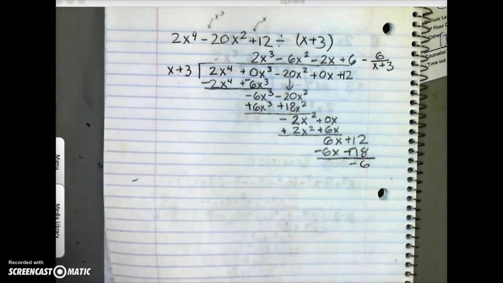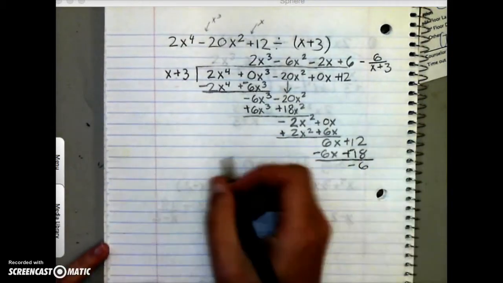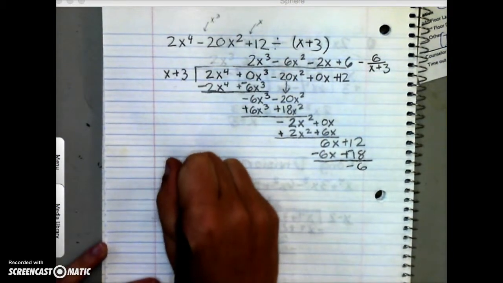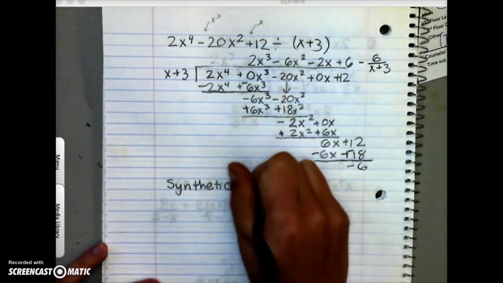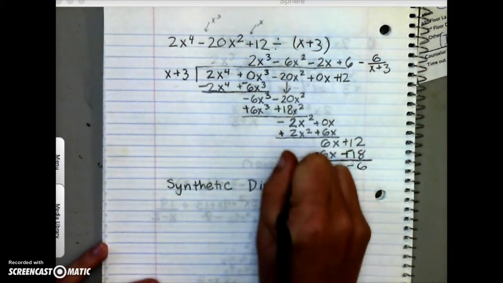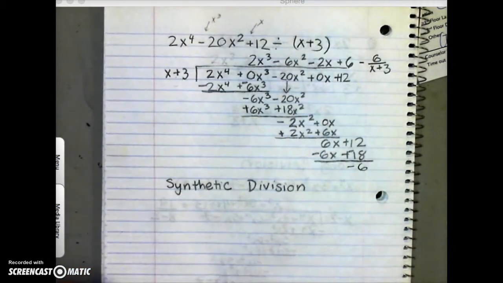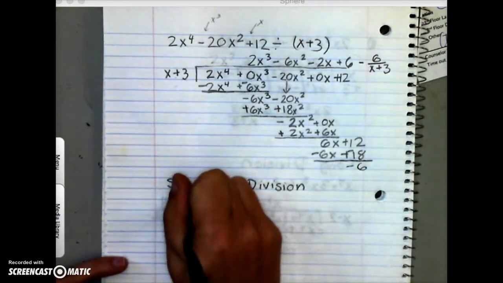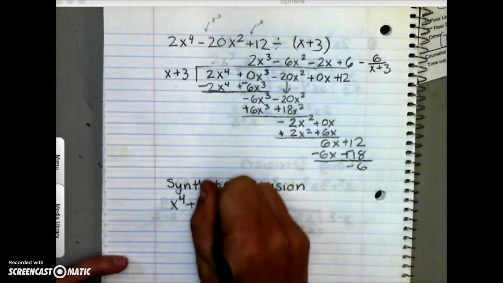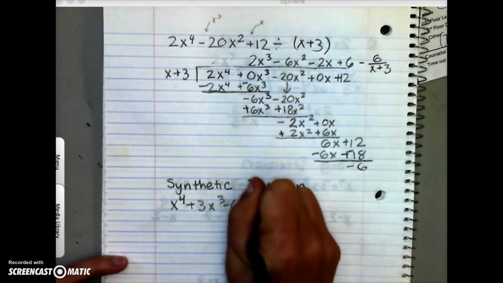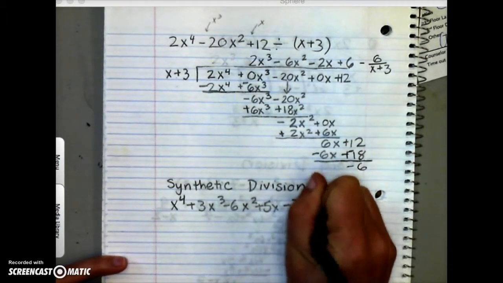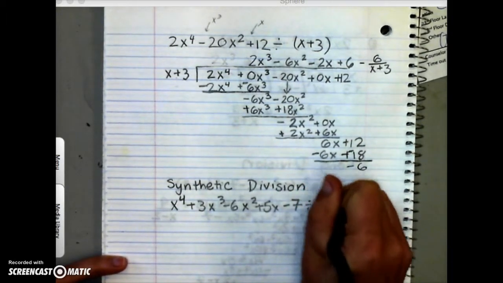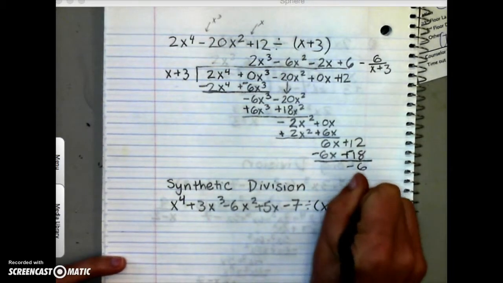I have one more method I'm going to show you, and that is called synthetic division. And I think you're going to like this one the best. And we'll start with the problem that we had before. X to the fourth plus 3x cubed minus 6x squared plus 5x minus 7 divided by x minus 2.